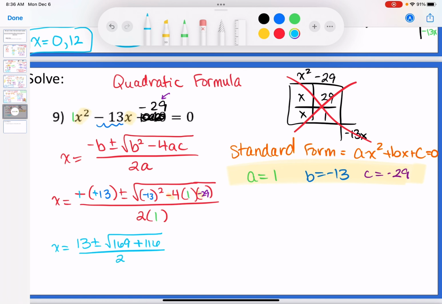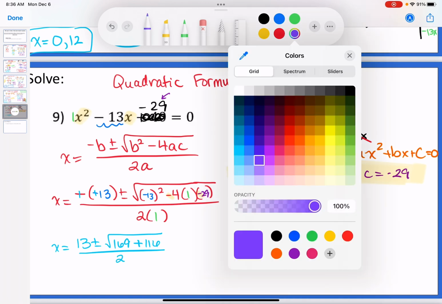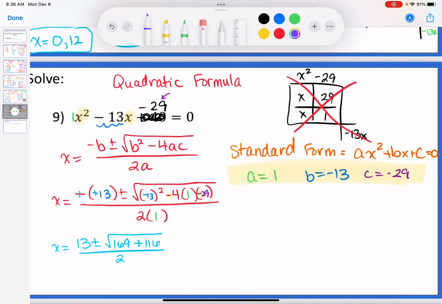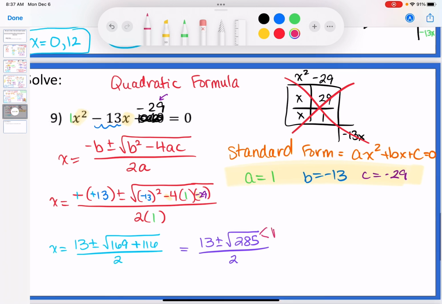Okay, now I would do 169 plus 116, so I get 13 plus or minus radical 285 all over 2. Now I would really try to simplify the square root of 285 if possible, right? That's what I would do there, but in this case, there are no perfect square factors. I'll give you the hint before we spend a ton of time trying to do that. So you can't reduce it.